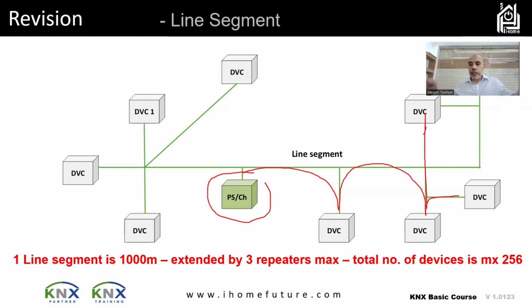And if you want to increase the length, you need to put something that we call a line repeater. A line repeater is something that looks like that. So it's a device that you put in your system to connect two lines together. It can act as a repeater. Later, we'll talk about how it can also act as a line coupler, where I can have more lines together. Okay. So maximum on one line segment, I can have 256 devices connected together.